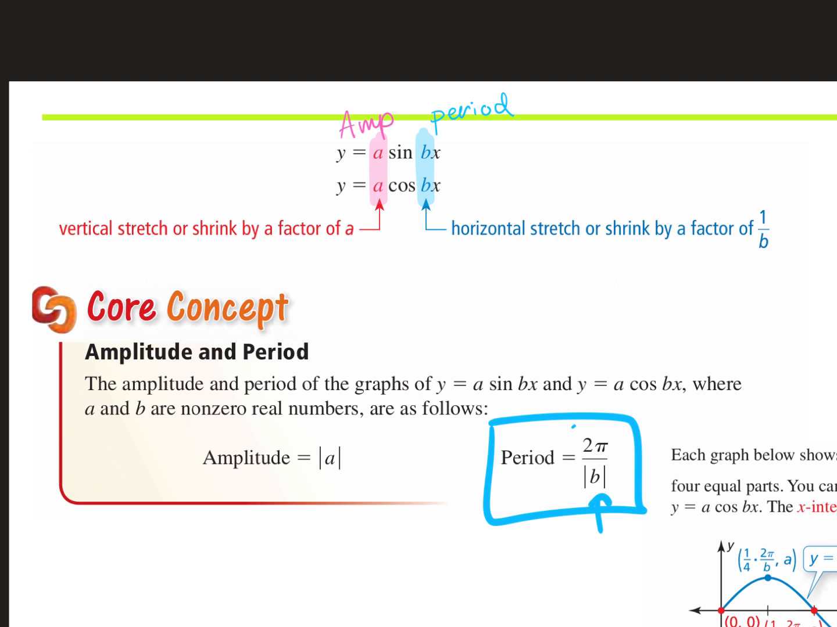So for every graph, we're going to be asked to find the amplitude, the period, and one other thing to help us graph is going to be the increments. So to find the increments, we take the period and divide it by 4. So these 3 things are going to be the 3 things that we need to find in order to start graphing. The amplitude, the period, and the increments.